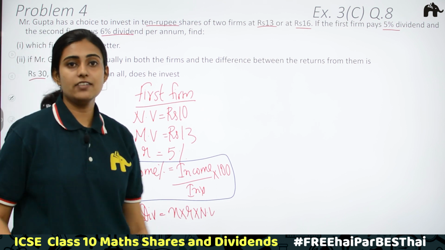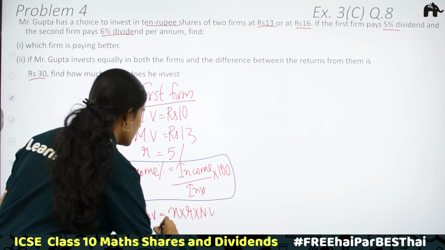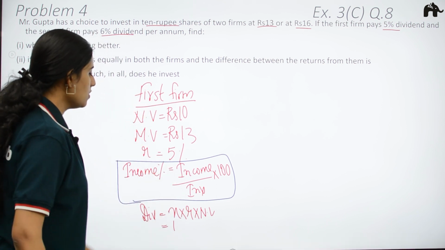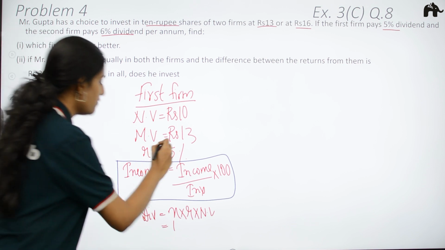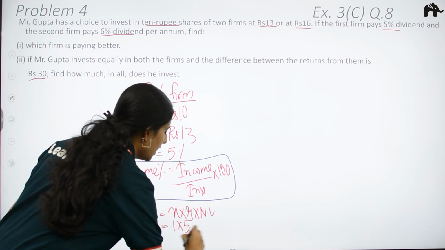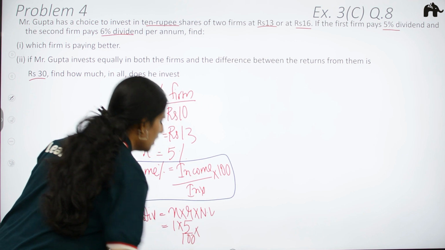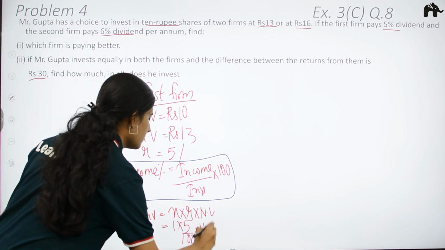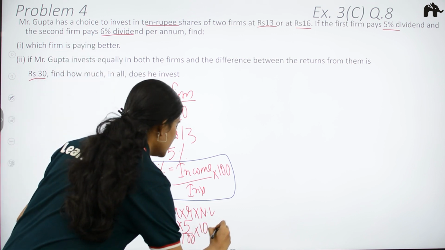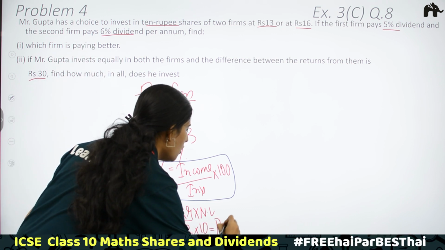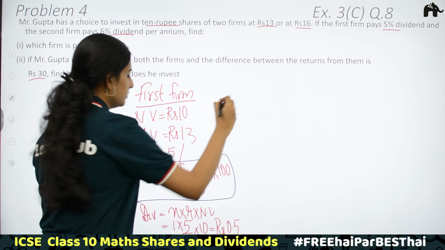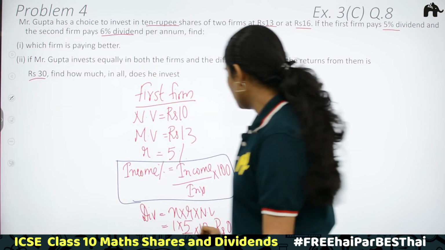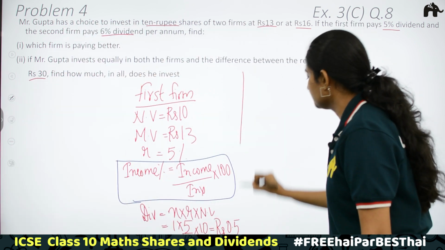Here let's find the dividend in case of 1 share. N is equal to 1. Rate of dividend is 5%, that is 5/100. Into nominal value of 1 share, that is 10. You will be getting dividend rupees 0.5. Okay. Dividend is rupees 0.5.